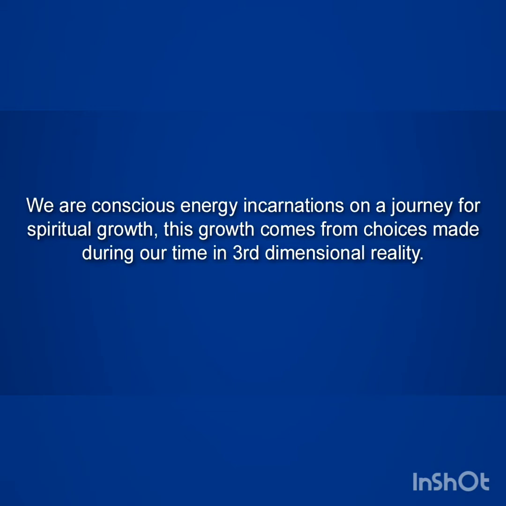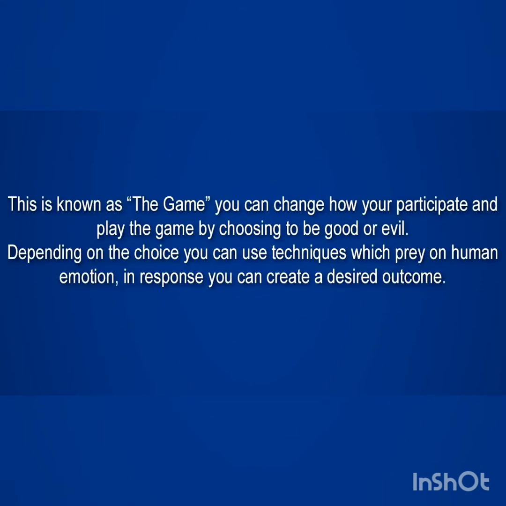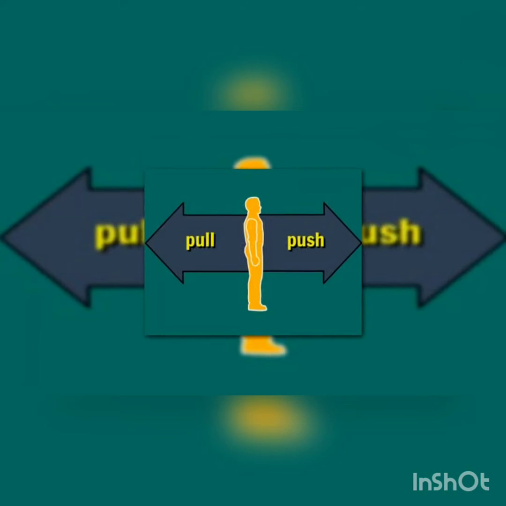If you analyze the information the universe is giving you, you can make choices in response to the information being given. Using techniques which prey on human emotion can decide the outcome of these choices. This is known as manipulation. A less serious manipulation technique is a flirting technique known as push-pull. This manipulates the mind into liking someone by evoking emotion and humor.